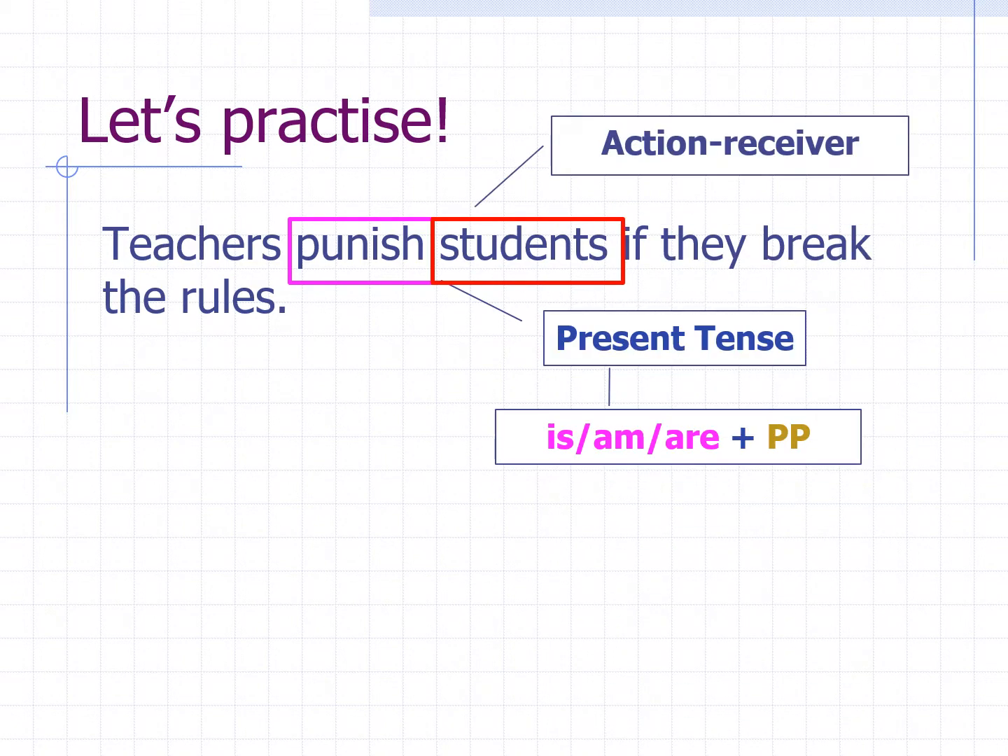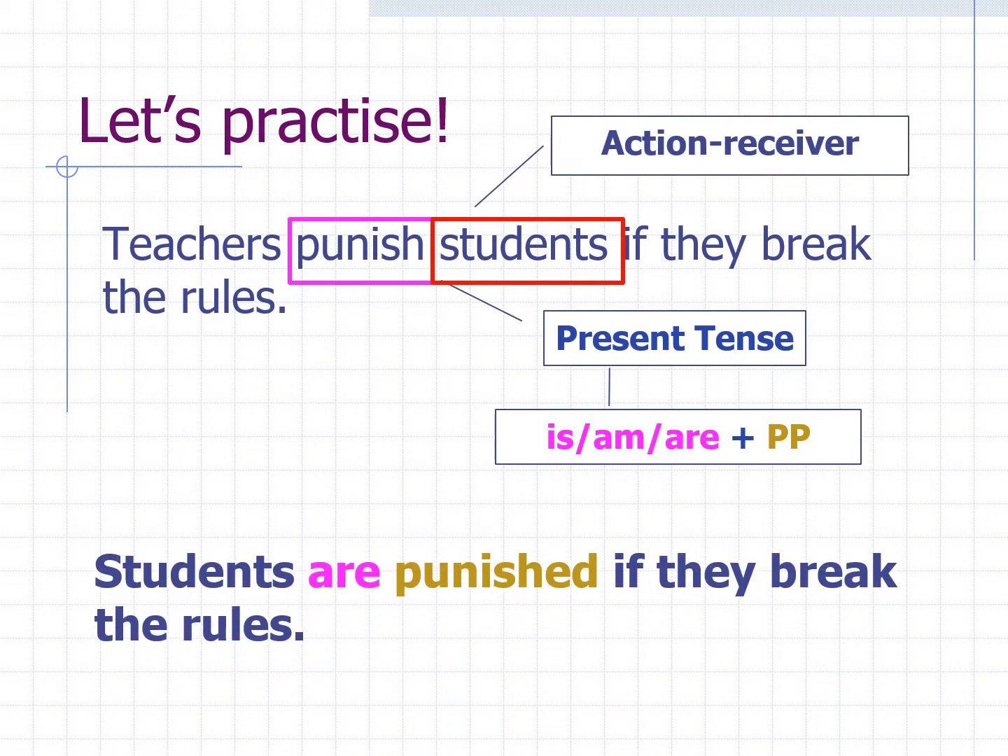All right. Why do we need to locate the action receiver? Because in the new sentence, the passive voice sentence, the action receiver would be the new subject. So now we know who the action receiver is, and we know that the sentence is in present tense. We can form a new passive voice sentence. That is, students are punished if they break the rules.